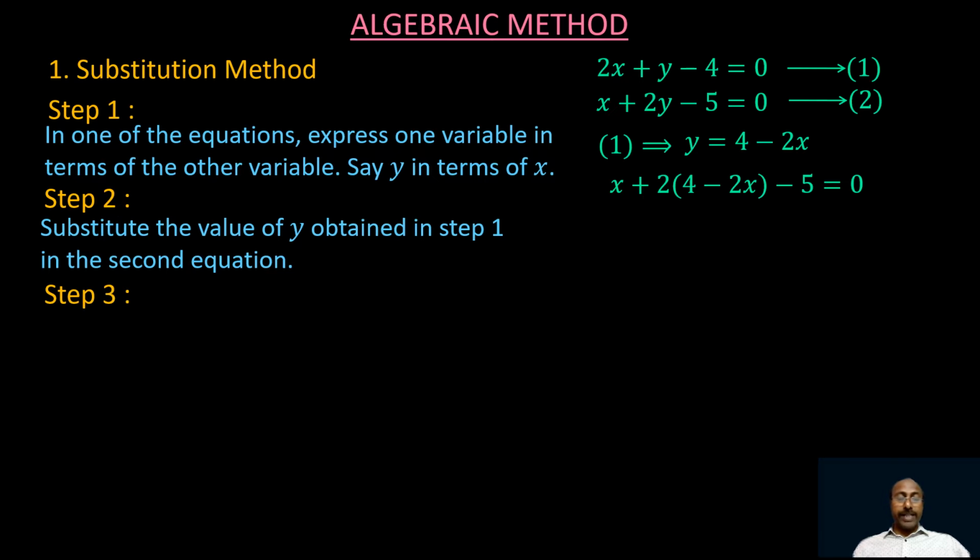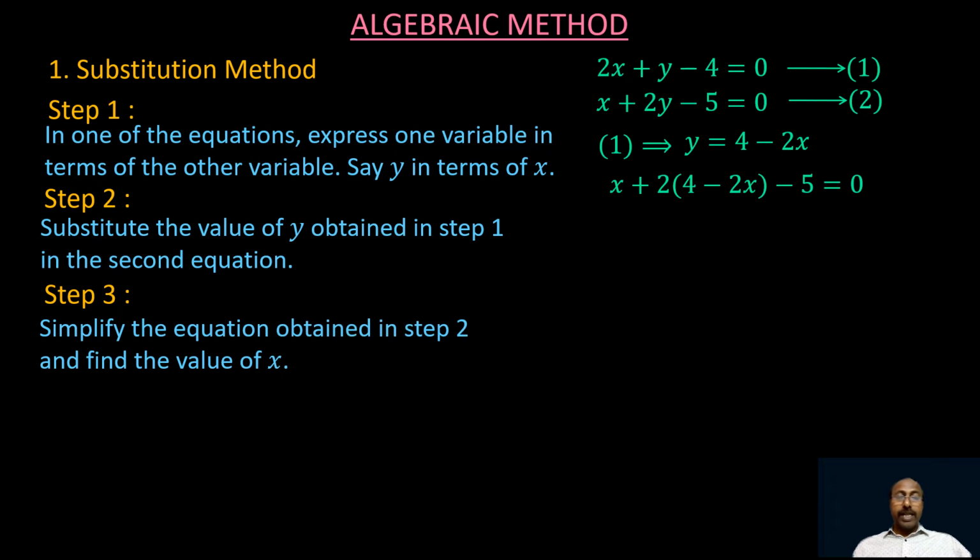And what to do in the next step? In step 3, simplify the equation obtained in step 2 and find the value of x. That is, we have to simplify this equation and find the value of x. So x plus 2 into 4 is 8, plus 2 into minus 2x is minus 4x. So x plus 8 minus 4x minus 5 equal to 0. That is minus 3x plus 3, since 8 minus 5 is plus 3, equal to 0. From this we can write minus 3x equal to minus 3, and from this x equal to 1. So we got the value of x as 1.